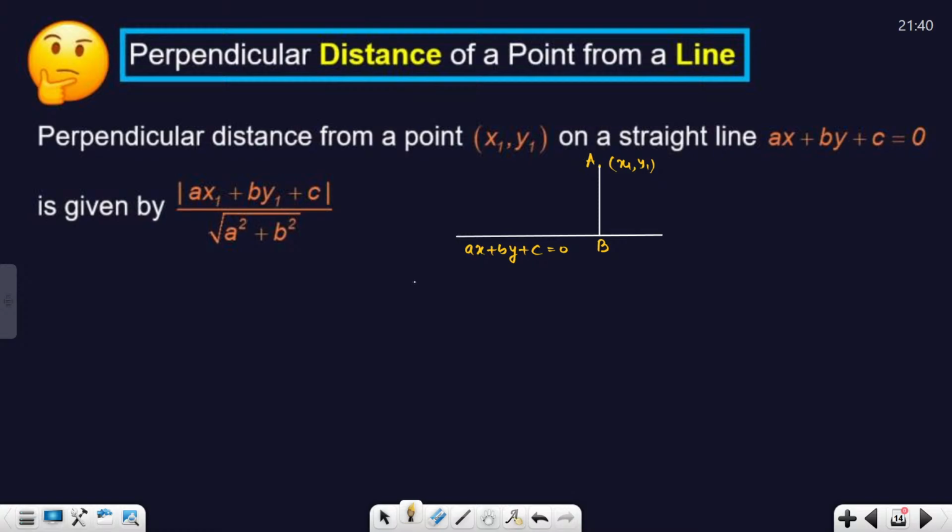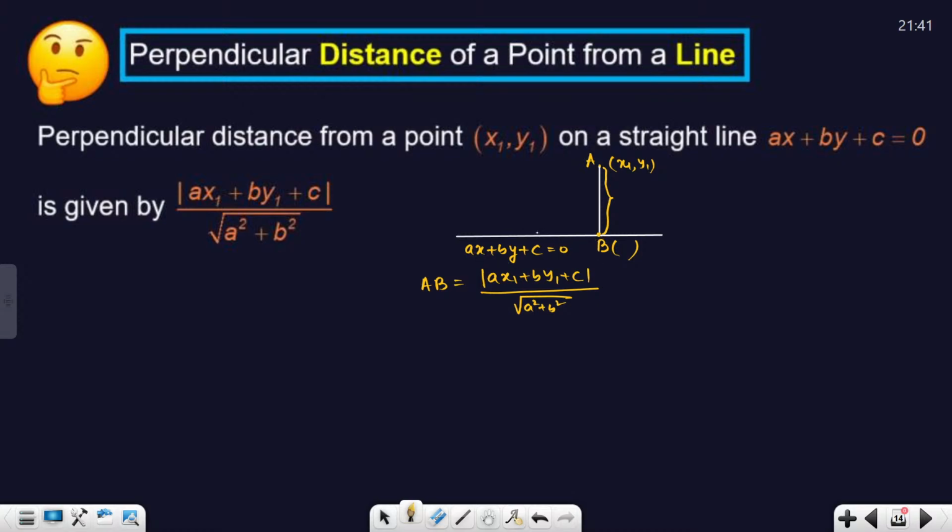Now this distance AB is nothing but modulus of ax1 plus by1 plus c divided by root over a square plus b square. Proof is not at all required. If you need the proof, I can tell you, but don't try to remember the thing, remember the fact. I'm telling you how it actually comes. To find the distance AB, if you know the point B, then we will simply apply the distance formula to find AB. Now, how to find point B?